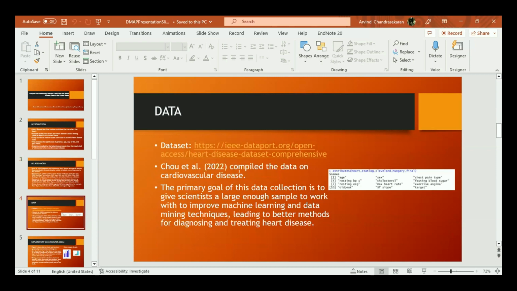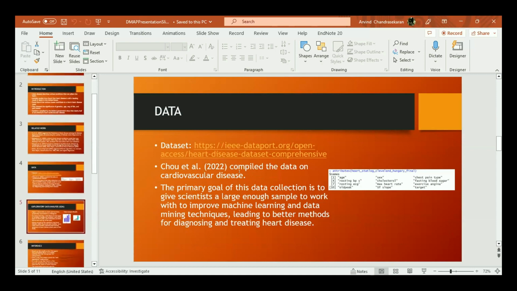So the primary goal for the data collection will be to provide scientists a large sample for improving machine learning and data mining techniques, which leads to better methods to diagnose and treat heart disease.